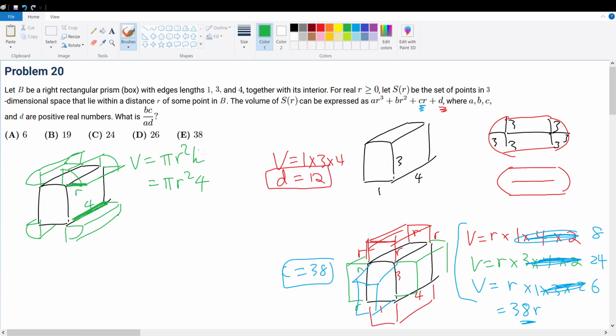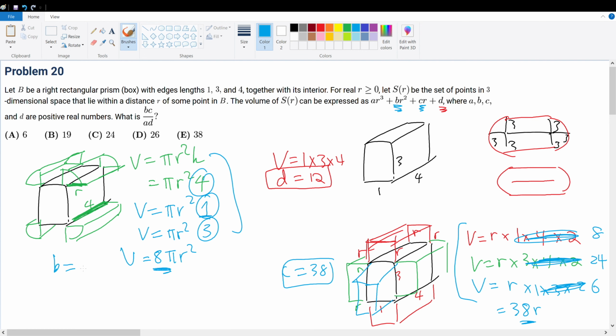If this applies for the height of 4, then again, by deductive reasoning, there must be a volume that applies to the other lengths as well, which is going to be 1, and V is also equal to pi r squared times the other side length of 3. So sum them together, what do you get? You get 4 plus 1 plus 3 is equal to 8. So combine them, that's equal to 8 pi r squared. So 8 pi, in other words, corresponds to B. So that means B is equal to 8 pi.